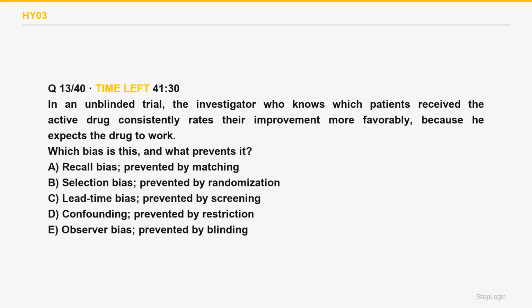Which bias is this, and what prevents it? In an unblinded trial, the investigator who knows which patients receive the active drug consistently rates their improvement more favorably, because he expects the drug to work. Read the command: name the bias and its fix. The rater's expectations color the outcome; blinding removes them.